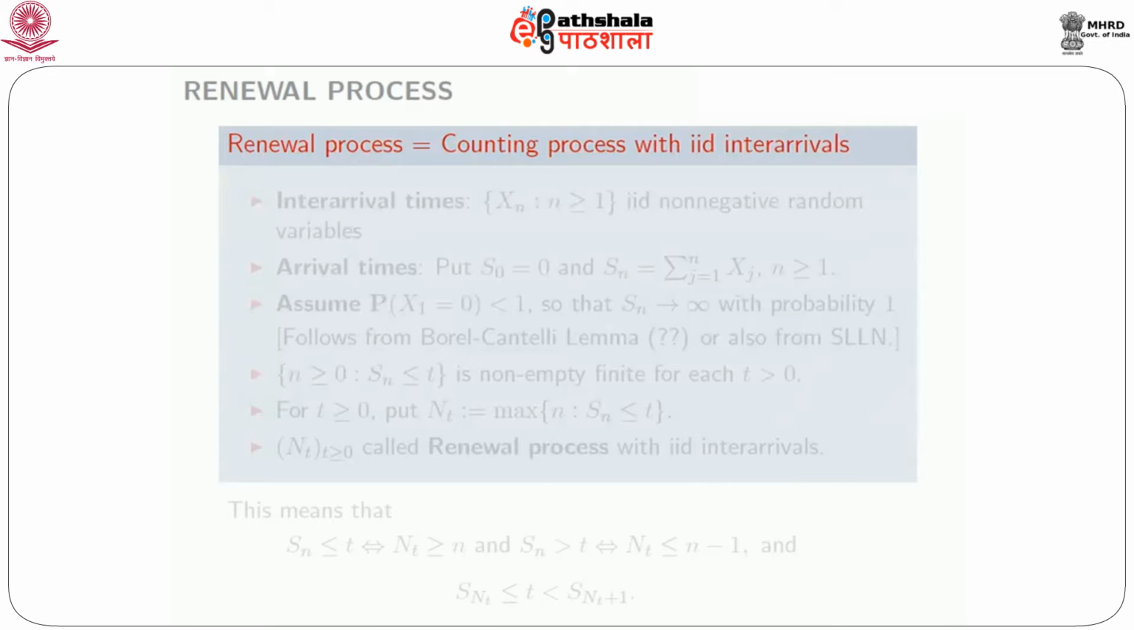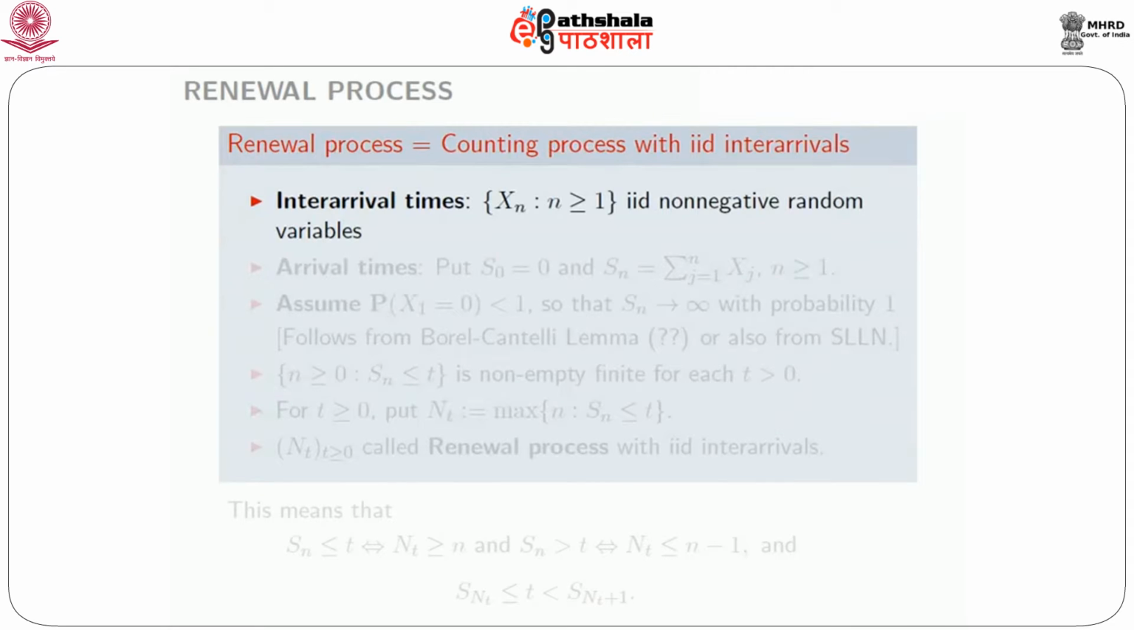It is a counting process, but a special counting process where the inter-arrivals are IID. Remember, a counting process is completely determined by these random arrival times, and a counting process simply counts the total number of arrivals up to time t. That is how the counting process evolves. But you can have any model for the successive arrival times. A renewal process is a special case where the successive arrival times are assumed to be partial sums of IID random variables. In other words, a counting process with IID inter-arrivals.